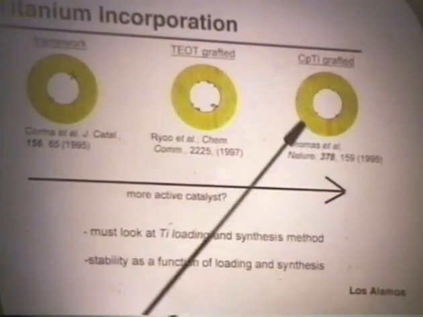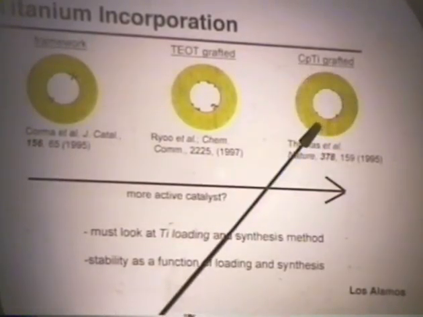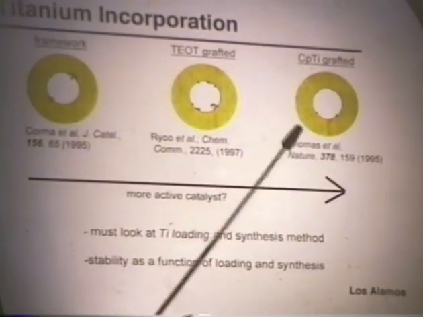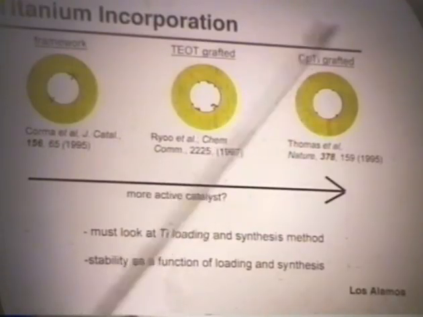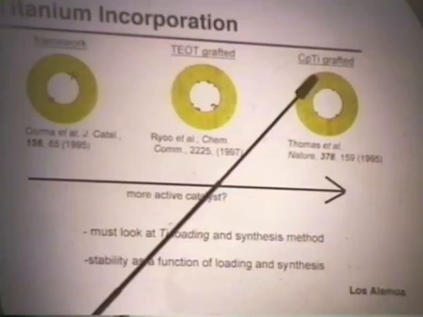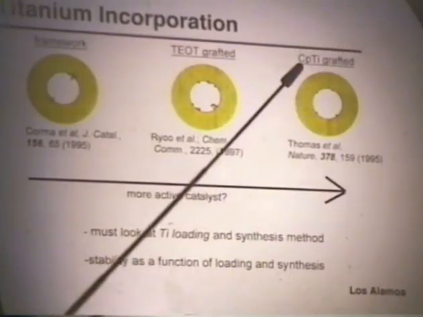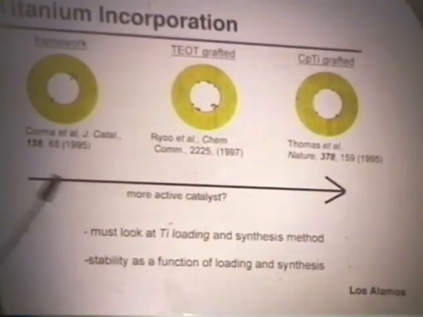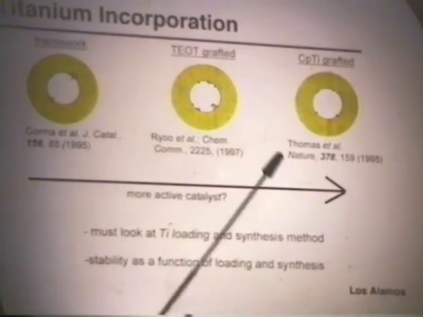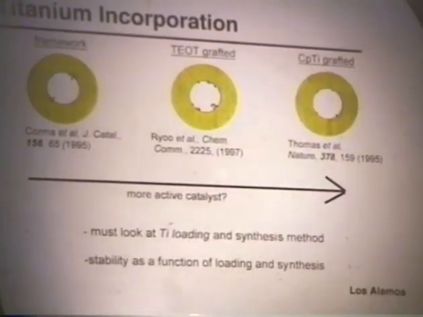And John Thomas and his group then found a better way, presumably, to put titanium down by grafting cyclopentadienyl titanium onto the surface and then thermalizing off the cyclopentadienyl rings. It appears that per titanium, the activity is better for these cyclopentadienyl titanium grafted units, and we've had a little bit of a closer look at that.